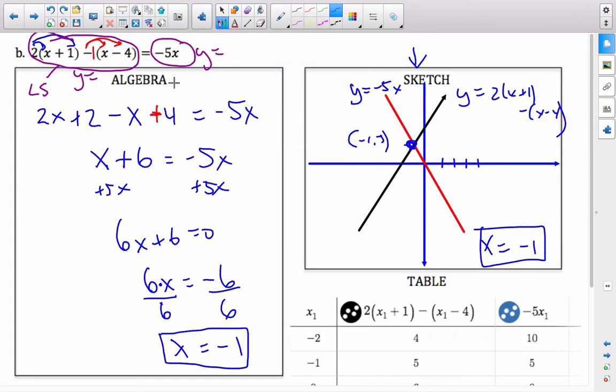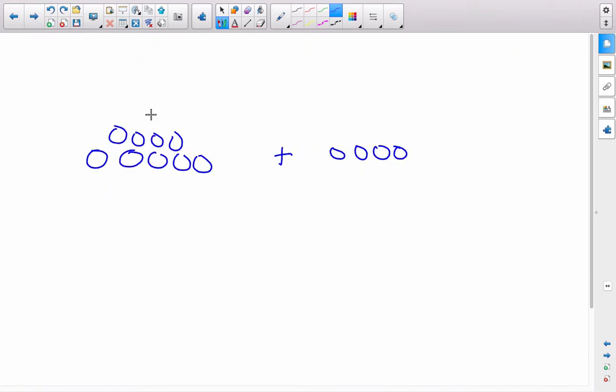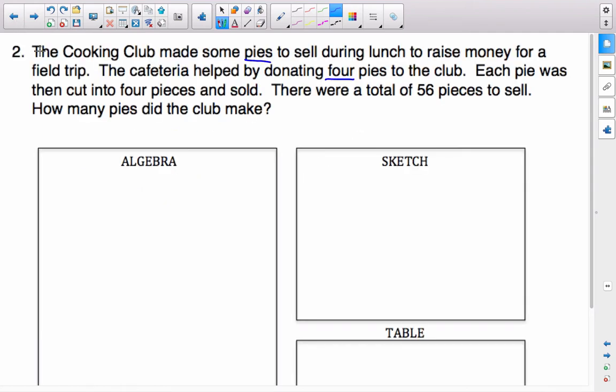These are, I keep going the wrong way. These are the mystery pies. So you could write a 4 here next to this one. That one we don't know, that amount over there. Okay, this we do know, that's 4. Great. That's our next part.